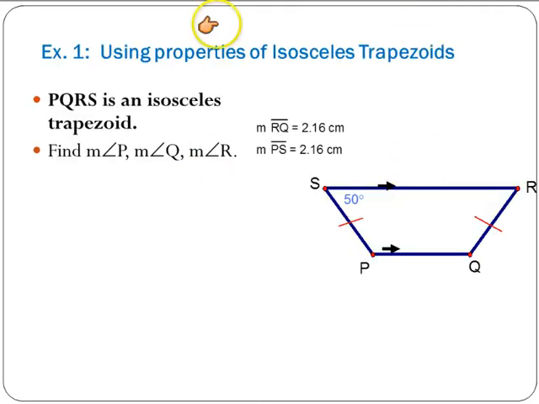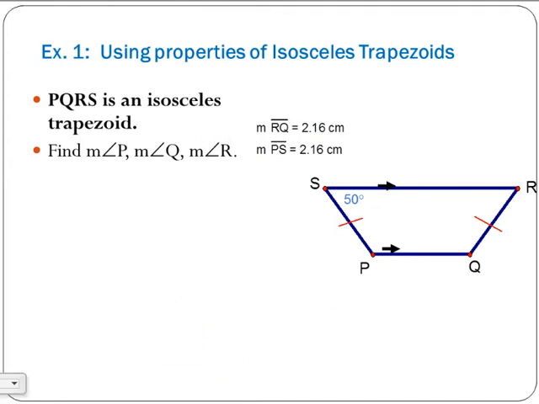Let's keep going here and see if we can solve a problem based on what we've learned about isosceles trapezoids. So here we go. This quadrilateral is an isosceles trapezoid because we've got one set of congruent sides and then our parallel sides that are opposite one another. We are given one of our angles. Angle S is 50, and we need to find the other missing angle measurements. Can we do that?